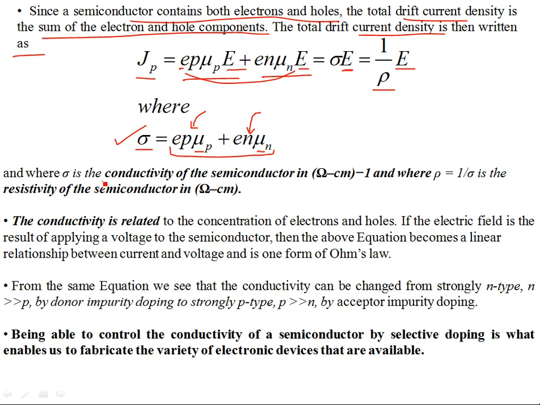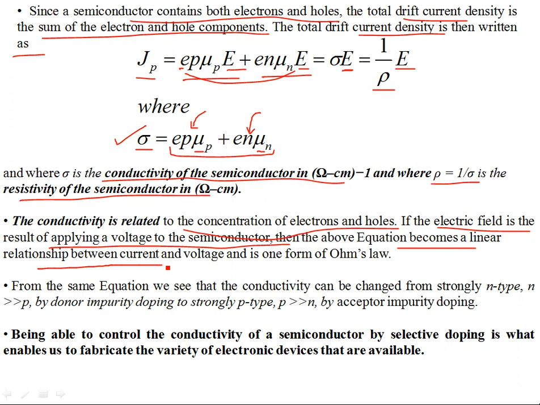Okay, so sigma formally is the conductivity of a semiconductor in ohm centimeters inverse, and rho is the resistivity of the semiconductor, which is the inverse of the conductivity of the material. So the conductivity is related to the concentration of electrons and holes again. Now, if the electric field is the result of applying voltage to the semiconductor, then the above equation becomes a linear relationship between the current and voltage, which is one form of Ohm's law. For an applied voltage you have a current, and this voltage and current are linearly related through the resistance of the material, which is how much the material is going to resist the flow of charges.